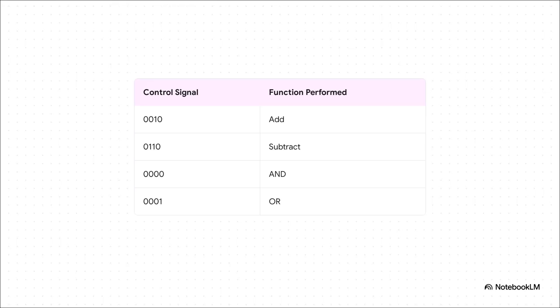So how does it know which job to do at any given moment? Well, we send it a few bits as a control signal. For instance, if we send it the binary code 0010, all its internal logic gates configure themselves to perform addition.